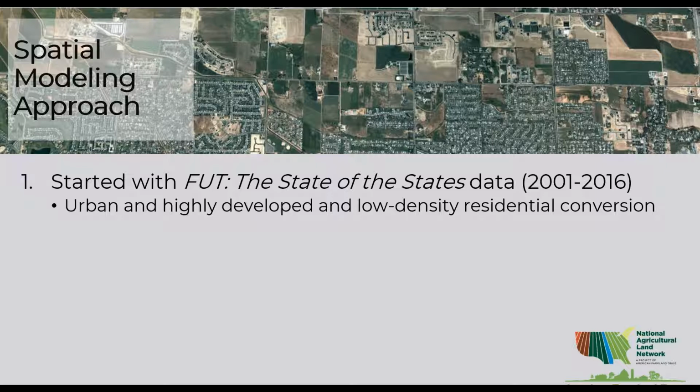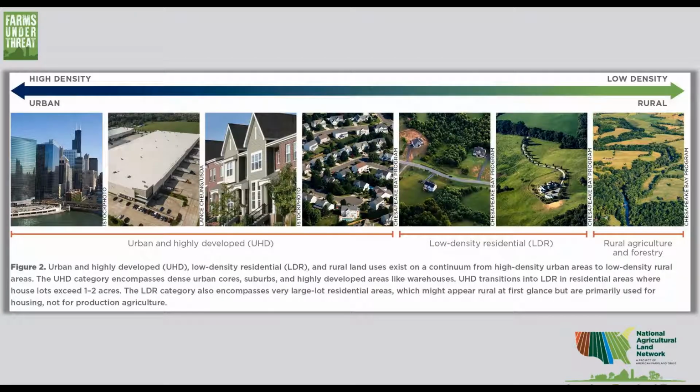We started with our Farms Under Threat State of the State analysis of ag land conversion from 2001 to 2016. And as a reminder, that analysis mapped conversion of land to two different types, urban and high density development and low density residential development. And here on this next screen, you can see the scope of what we consider to be in these two different buckets of conversion. On the left, the first four are what we consider to be that urban and high density development, which has been the traditional culprit in farmland conversion.